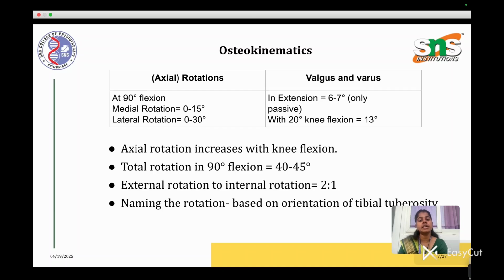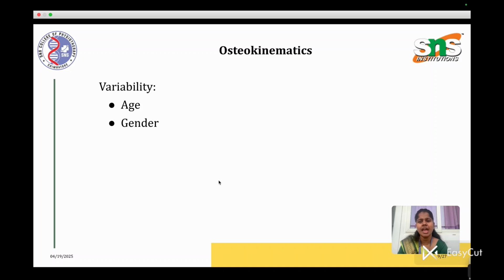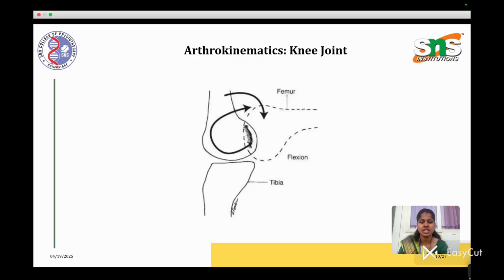Naming the rotation is done on the basis of the rotation in orientation to the tibial tuberosity. This is nothing but the picture presentation of the stuff we have discussed before. That is, naming the rotation is based on the orientation of the tibial tuberosity with respect to the distal anterior femur. And it also varies with age. That is, it depends upon age and gender as well.